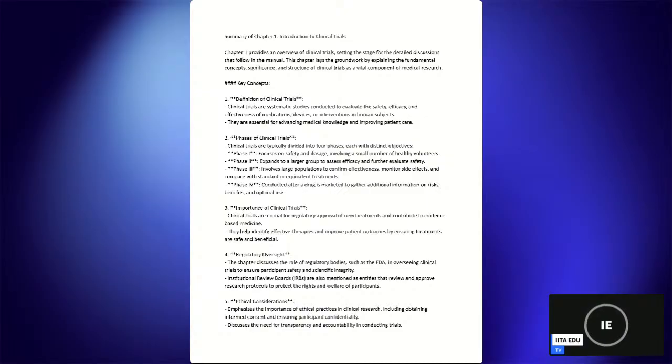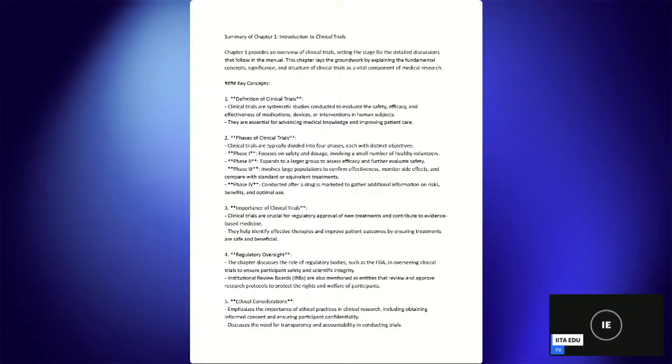In the European Union, it's a different one. In England, in Canada, it's also different. The chapter discusses the role of regulatory bodies such as the FDA in overseeing clinical trials to ensure participants' safety and scientific integrity. Then we also have peer reviews, which are institutional review boards. They are also mentioned as entities that review or approve research protocols to protect the rights and welfare of subjects or participants.